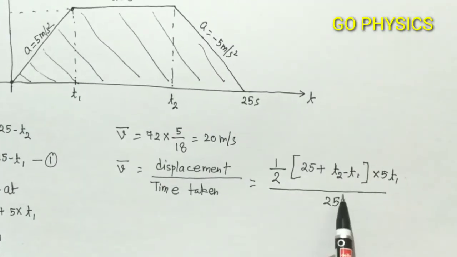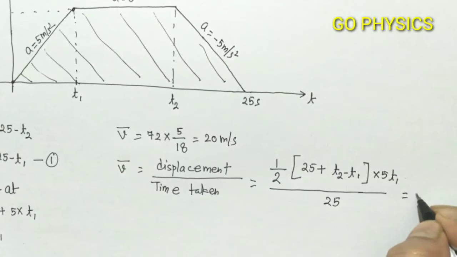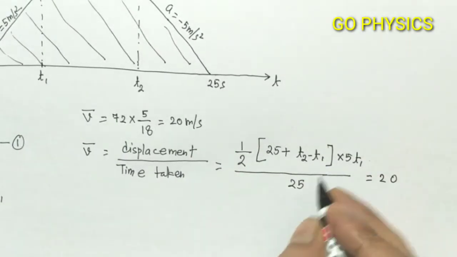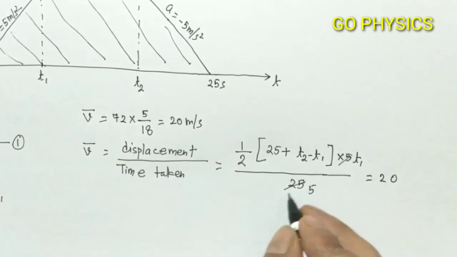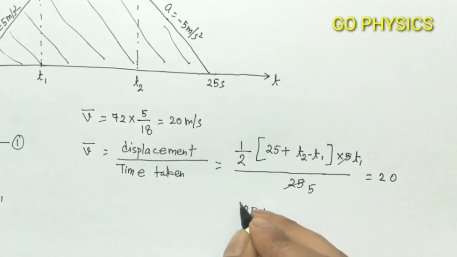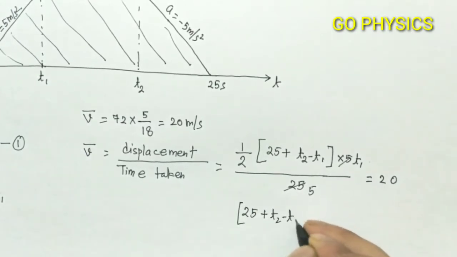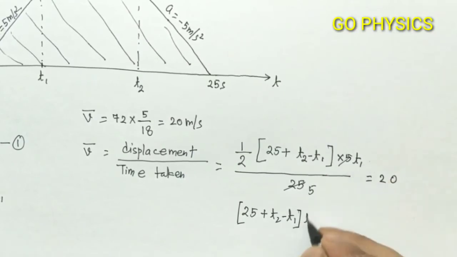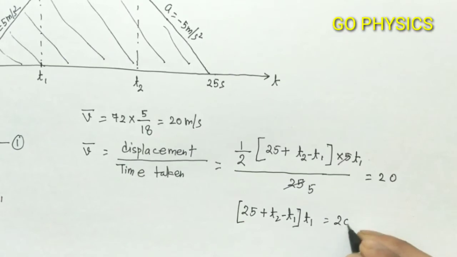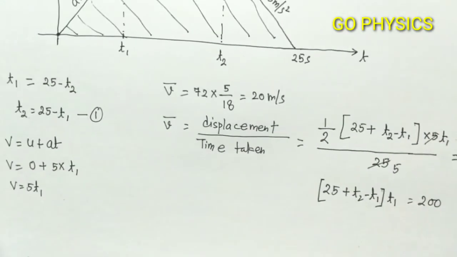And in the question it is given that the average velocity is 20 meter per second. So this quantity will be equal to 20. Now we are going to simplify this. So 5 over 2 times 25 plus t2 minus t1, whole multiplied by t1, is equal to 10. Sending 10 to that side, it will become 200. Now we have two equations and two unknowns.